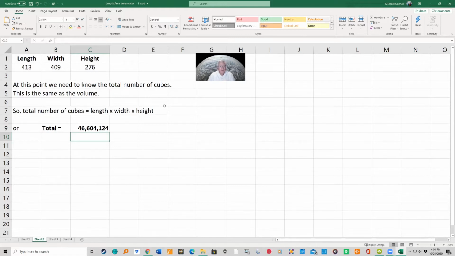So since we have the length, the width, and the height, we want the total number of cubes. Well, gosh, that's the same as the volume, isn't it? And so since volume is equal to length times width times height, it'd be very easy for us to compute what the total is, and I've done that. But I want to show you how that was done so you can see it and work with it yourself.